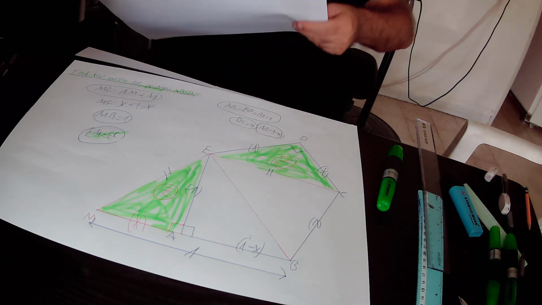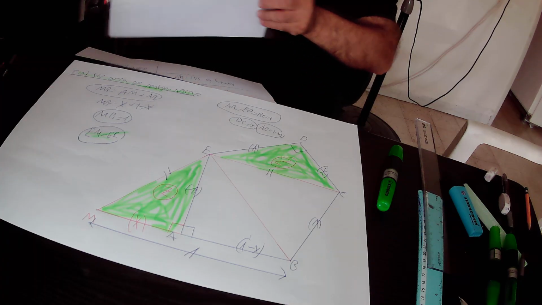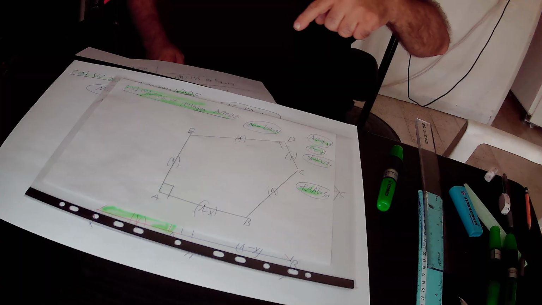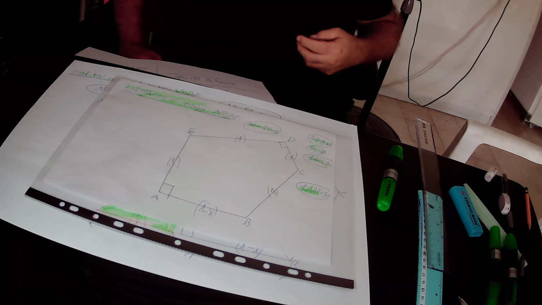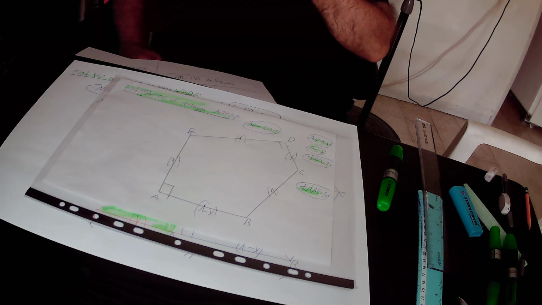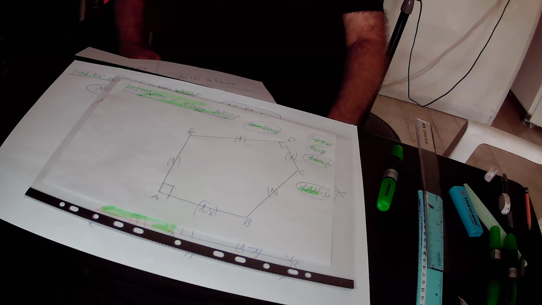The first question: our task is to find out the area of this pentagon ABCDE. So what is a pentagon? A pentagon is a closed flat shape with 5 straight sides and 5 interior angles.